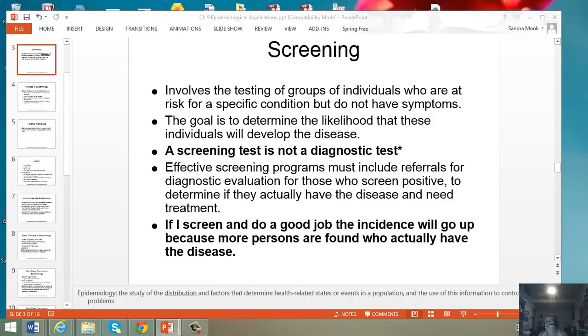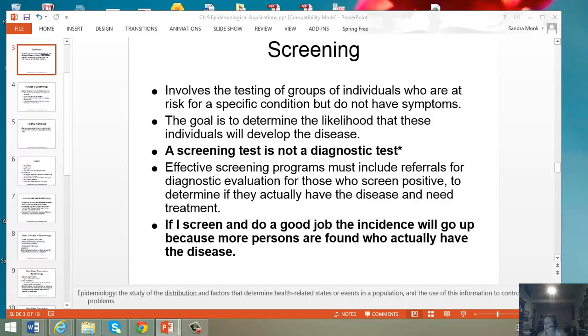Screening involves testing of groups of individuals who are at risk for a specific condition but do not have the symptoms yet, and the goal is to determine the likelihood that these individuals will develop the disease. A screening test is not a diagnostic test. It is simply a screening test. Mammograms are a screening test. You're not diagnosed with breast cancer until there has actually been a biopsy, and sometimes even additional surgeries to complete the staging process. So screening is not a diagnostic process.